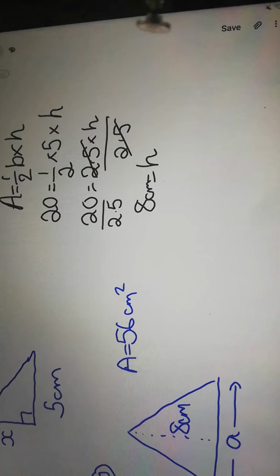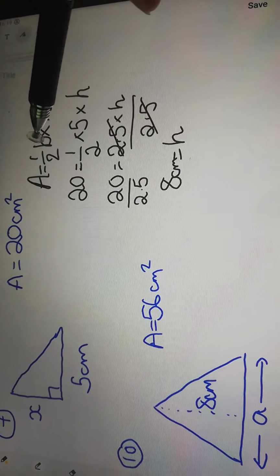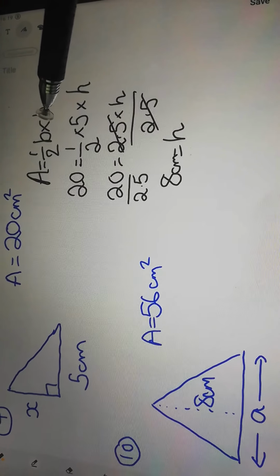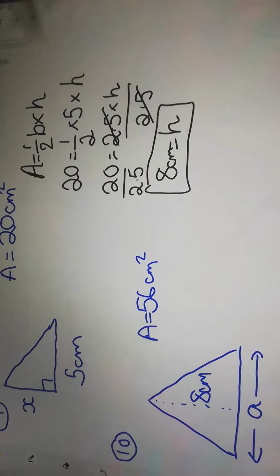Now, it's always good to go back and check your answer. 8. We've got half of 5 times 8. Half of 5 times 8, 5 times 8 is 40, and half of that would be 20. So it looks like my answer is correct.